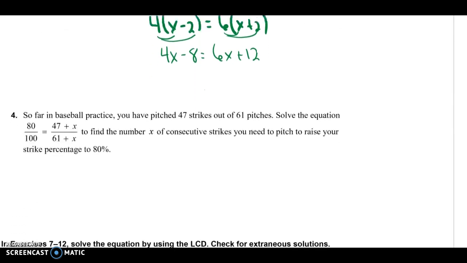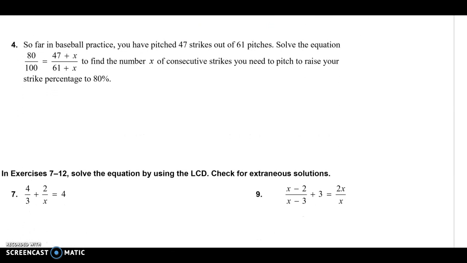All right, number 4, don't worry about the word problems. So far in baseball practice, you've pitched 47 strikes out of 61. So if you want to see what your average is, for instance, you would just take that 47 and divide it by 61, and you could see what percentage you're hitting. So the idea now is we're going to solve this equation to find the number of consecutive strikes I have to have so that I can raise my strike percentage to 80%. So the 80%, that's where this comes from. And since I'm going to be pitching more so I can get more strikes, the denominator is going to go up by a certain amount, and then that means the numerator is going to go up by a certain amount. So that's what's happening here.